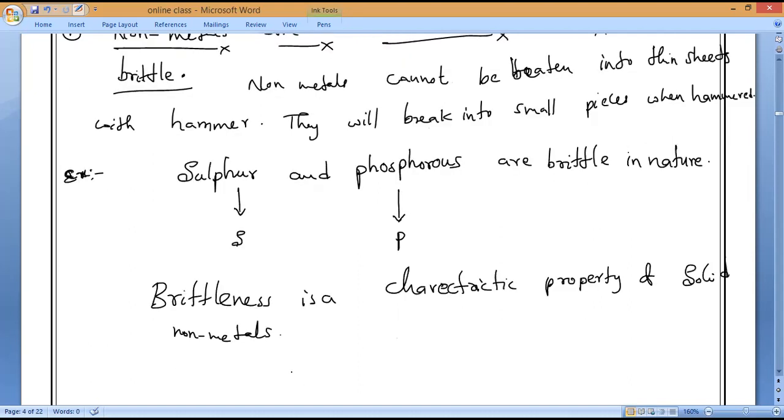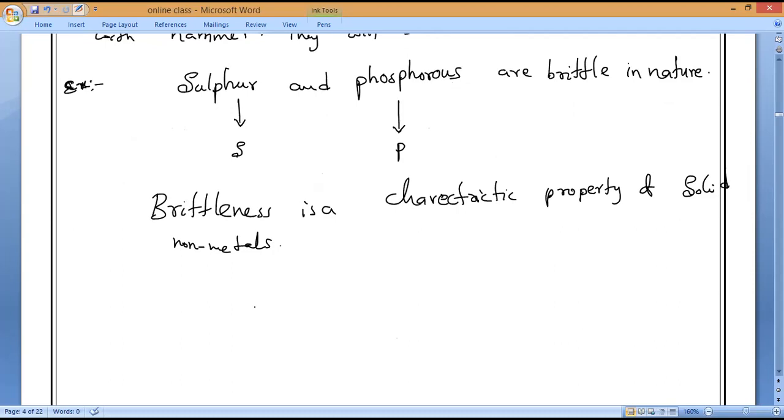Are you clear, everybody? Any doubt? What are the exceptions? No non-metal exception is there, but in some cases, diamond is not like that. Diamond will also break into pieces if hit hardly. Diamond is very hard, but that doesn't mean that it can form sheets. We cannot form sheets, but it is a very hard substance. That is another property that will come in examples.